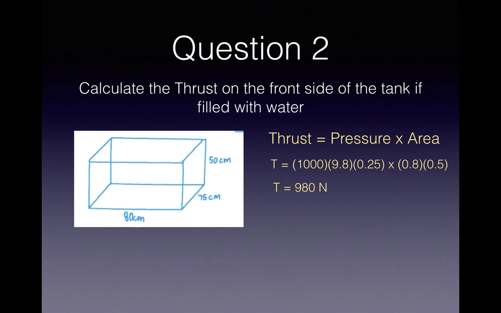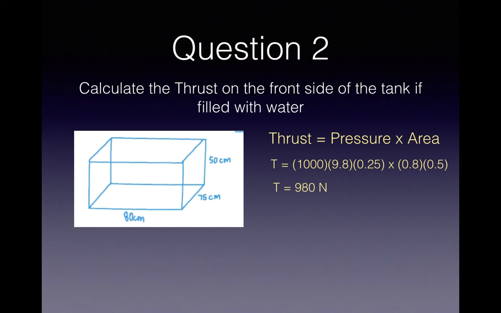So first of all, pressure is rho g h. The centre of gravity of that front side, that flat surface that's vertical and closest to you, is halfway down. So it's only 25 centimetres down. So for the pressure, we have 1000 for water, 9.8 for gravity, and it's 25 centimetres, so 0.25. And we need to multiply that by the area of that front side. And that front side is 80 centimetres long, 50 centimetres high. So when you multiply it out, you get that value.